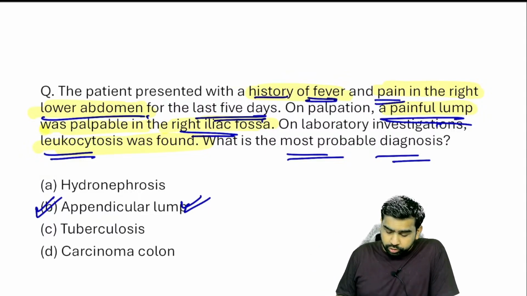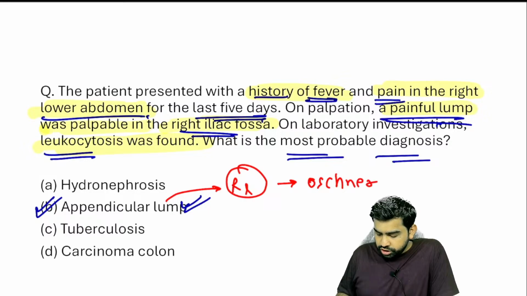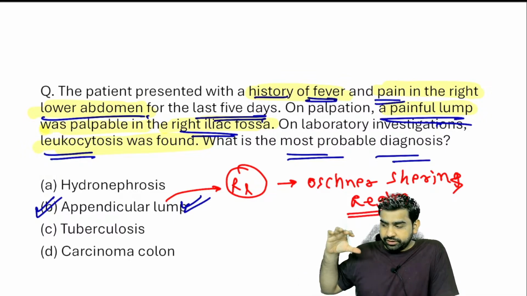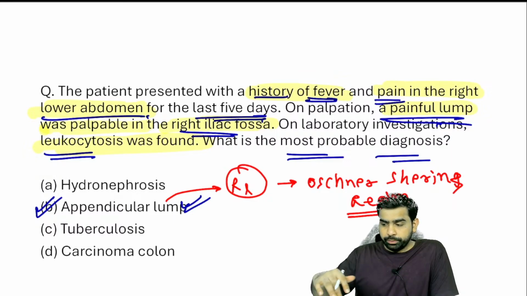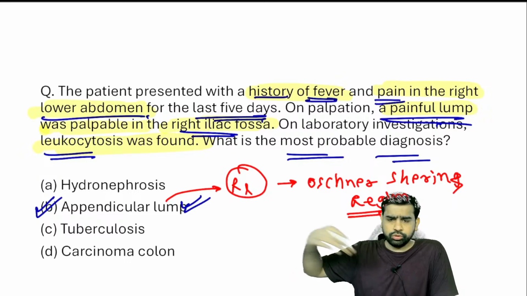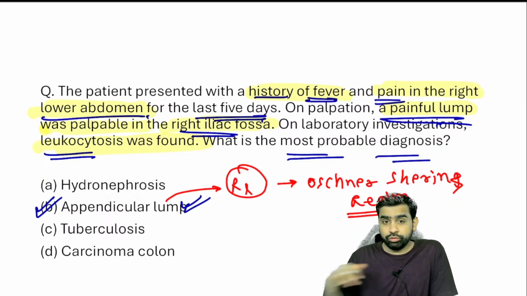Now the important thing about the appendicular lump is the management. The management of the appendicular lump is the Ochsner Sherren regimen. What you basically do in this regimen is that you give antibiotics to the patients, and then you do an interval appendectomy. So you do the appendectomy after some time, let's say after 6 weeks to 8 weeks, and then you do the appendectomy.